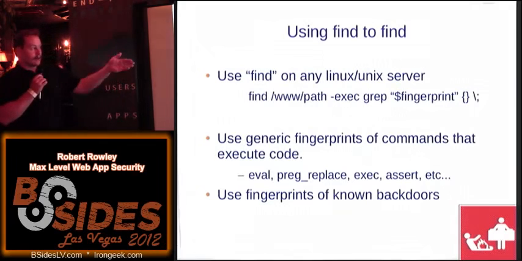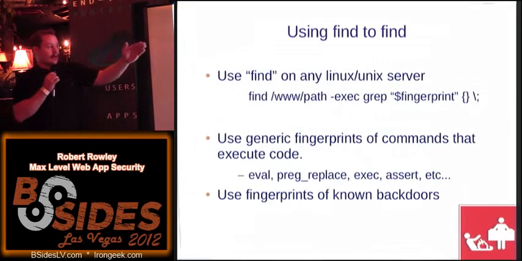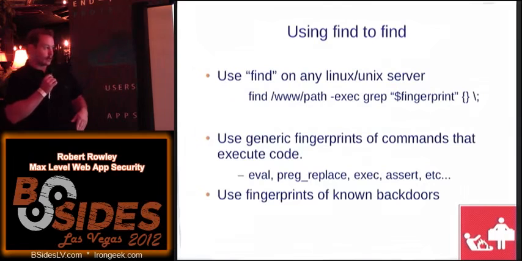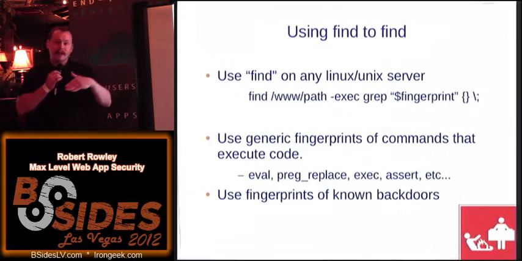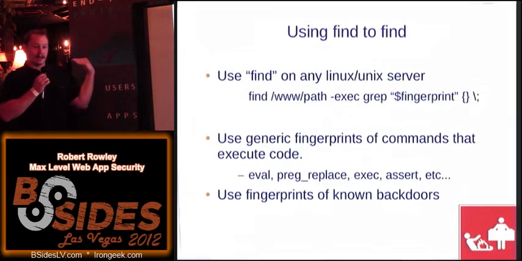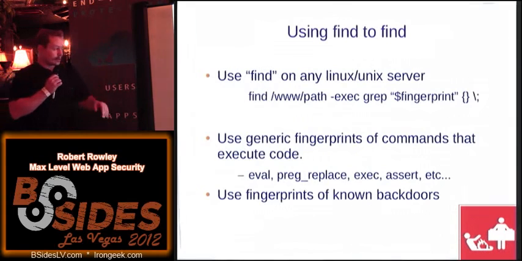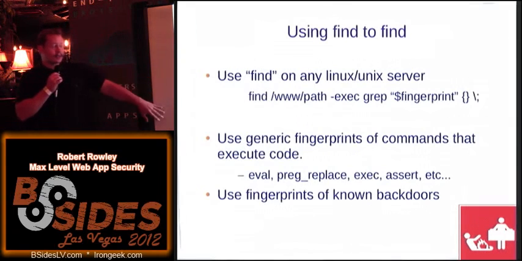In this case, I'm finding everything in this path, and then I'm executing grep for this fingerprint. Fingerprint would be a variable you set earlier. But if grep finds that fingerprint, it reports back to find positive, and then find outputs the name of that file. In this case, it seems kind of redundant because you can just run grep against all your files and then parse that out yourself, but I'll get into how this is really powerful very shortly. You can use generic fingerprints.